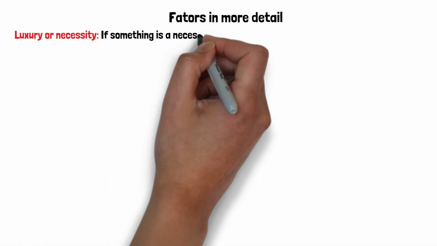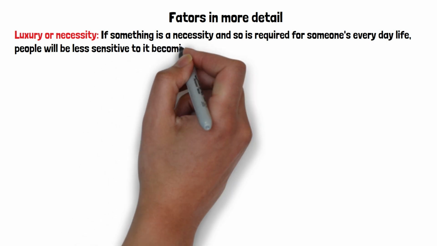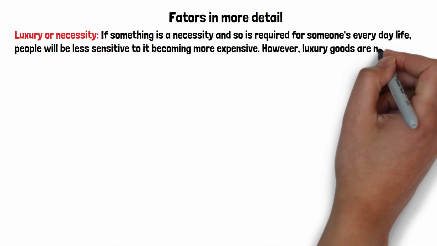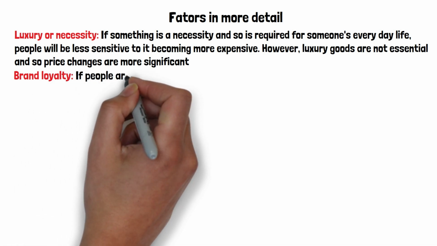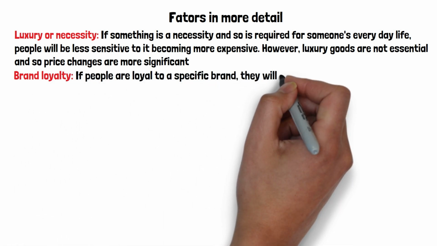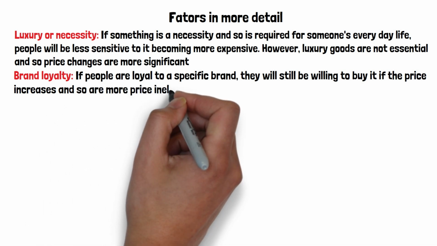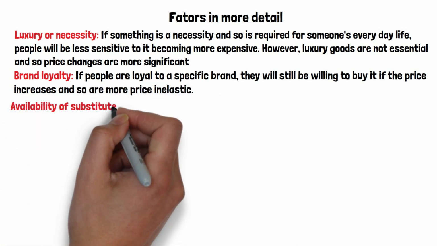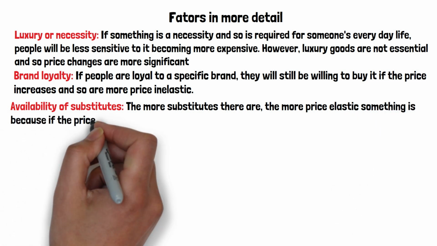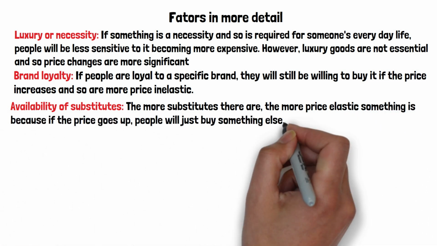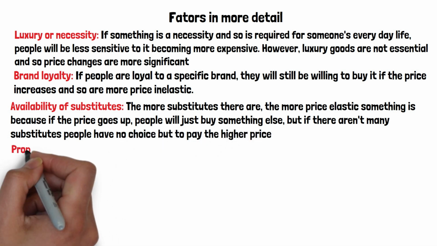If something is a necessity, and so is required for someone's everyday life, people will be less sensitive to it becoming more expensive. However, luxury goods are not essential, and so price changes are more significant. If people are loyal to a specific brand, they will still be willing to buy it even if the price increases, and so are more price inelastic. The more substitutes there are, the more price elastic something is, because if the price goes up, people will just buy something else. But if there aren't many substitutes, people have no choice but to pay the higher price.